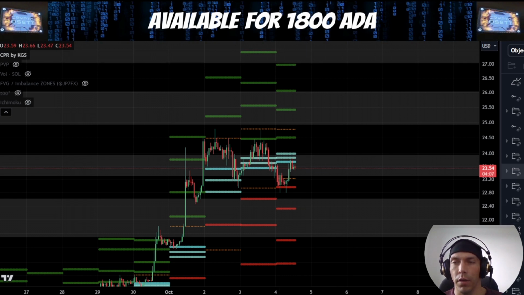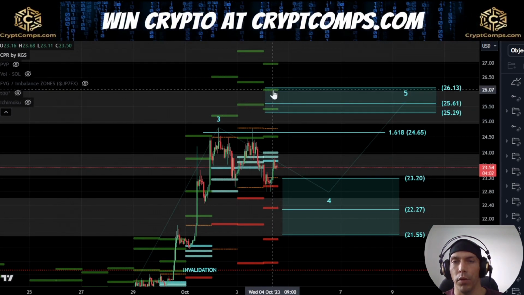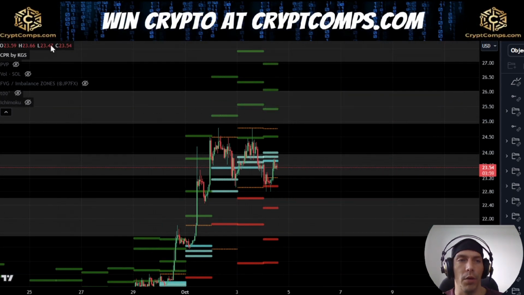Now these would align with the idea here that we could be looking for this 5th wave. As we can see here, we do have these 2 points here which are aligning with this target area, so I'm going to be keeping an eye on those levels.